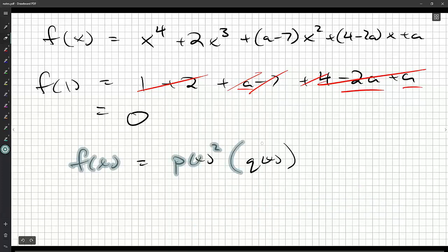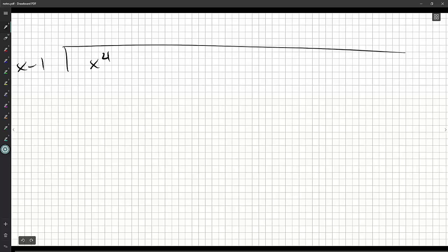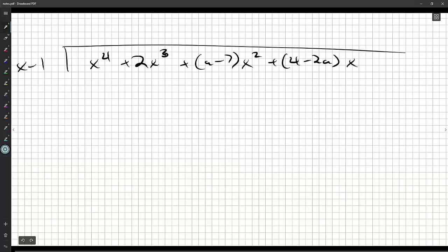We'll see. Okay, so I guess what we could say, well, I can't guarantee it yet. We know 1 is a root. We don't necessarily know it's a double root or anything like that. But so 1 is a root of f of x. So I guess if we did some polynomial division, we get x to the 4 plus 2x cubed plus a minus 7 x squared plus 4 minus 2a.